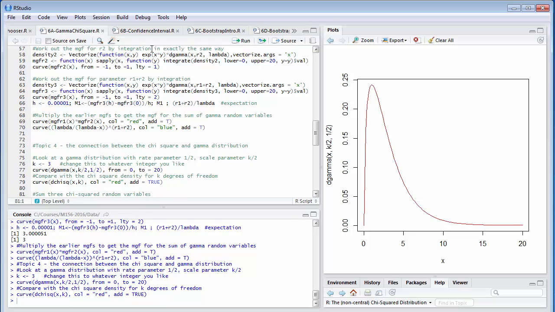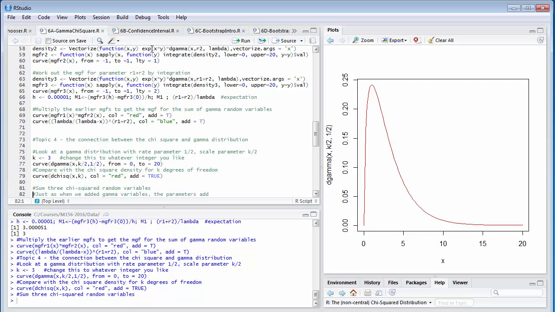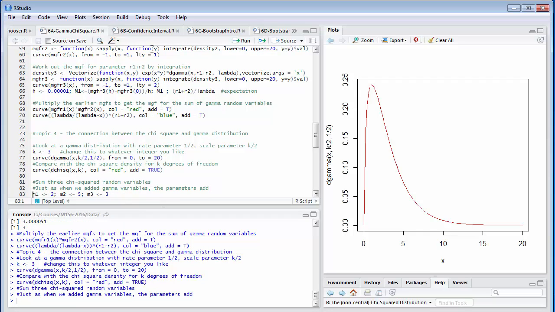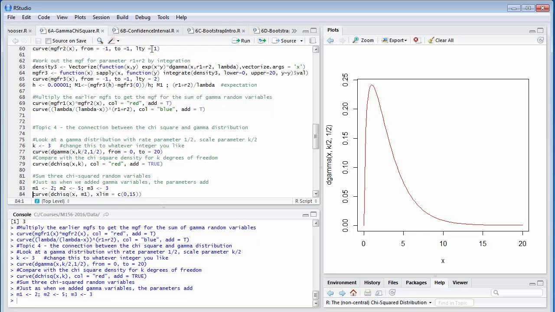So that's the whole story on chi-square distributions. They are just gamma distributions where the number of degrees of freedom is equal to twice the parameter in the gamma distribution. For chi-square distributions, therefore, just as was the case with gamma distributions, parameters add up when we add up random variables. So let's choose three different numbers of degrees of freedom, 2, 5, and 3.